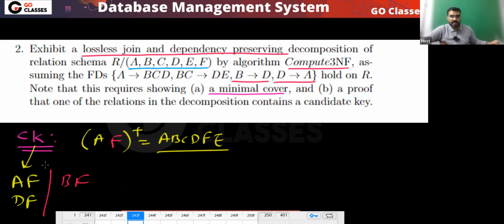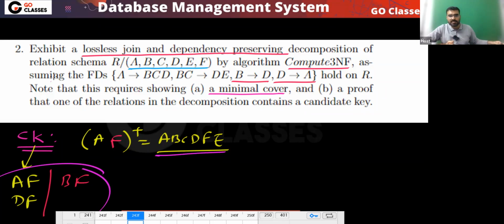Tell me. Like ABD. Okay, so what about CF? No. And what about EF? No. What about CEF? That also no. So I think only these are the candidate keys. You can check it out. These are all the candidate keys. So now you have all the candidate keys, that is AF, BF, DF.